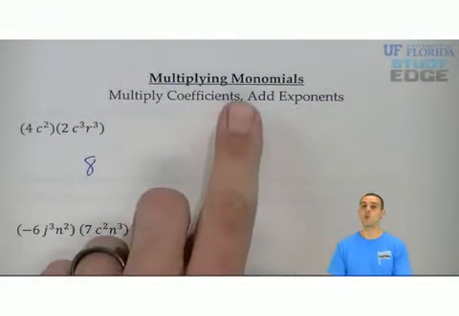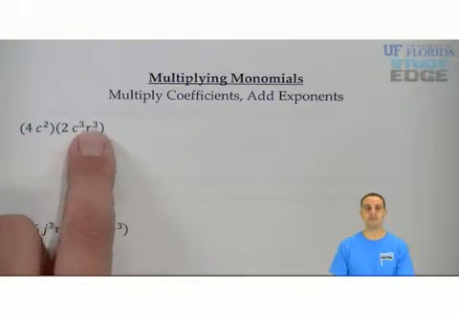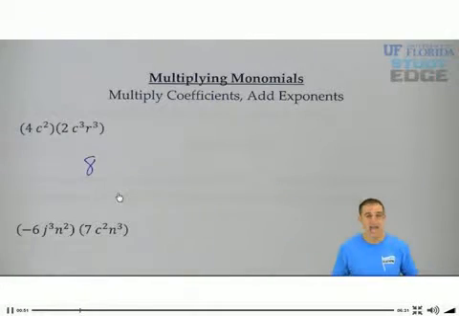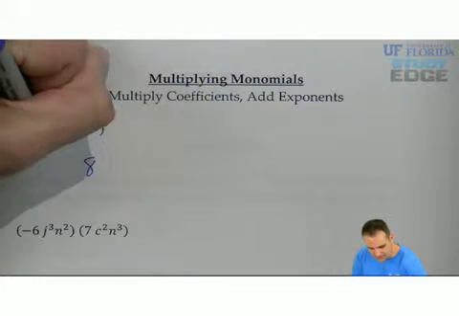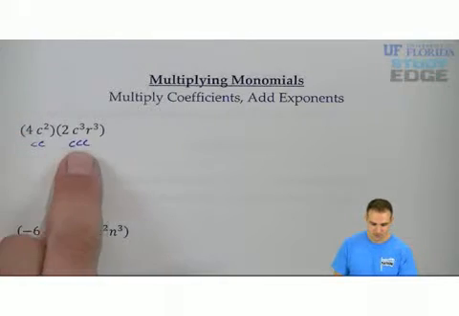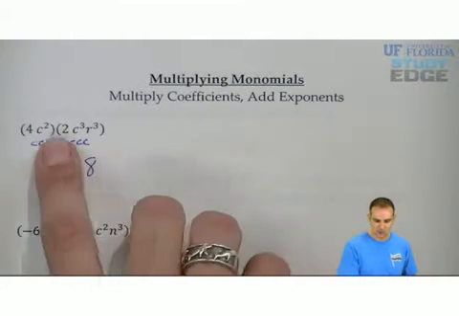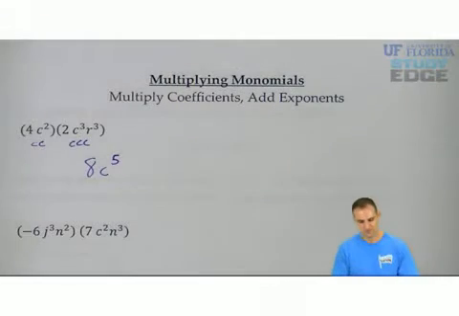Then remember, whenever you have variables that are the same, you can add the exponents. Because remember, c squared is c times c, and c cubed is c times c times c. Meaning that would be c times c, c times c times c, and as you can see, that would be 1, 2, 3, 4, 5, or c to the 5th power. But in short, you're just going to add the exponents. 2 plus 3 will give you c to the 5th.